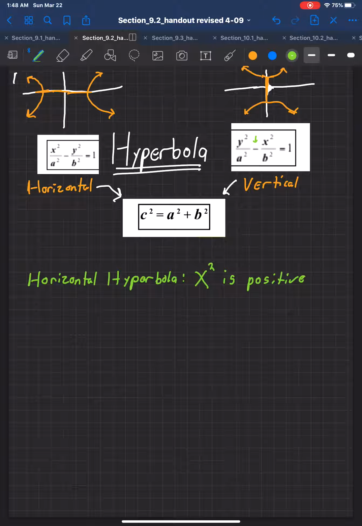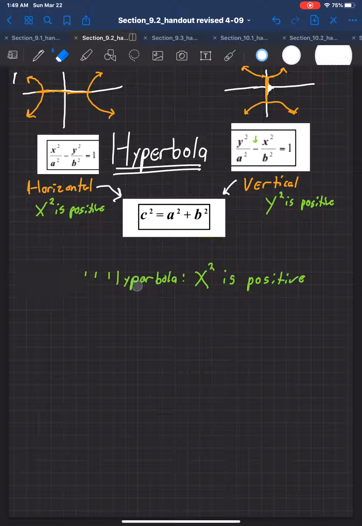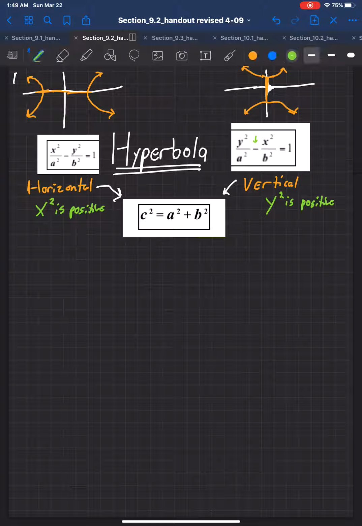So for vertical hyperbolas, I'll go ahead and write that up here. We would have for vertical, the y squared is positive. Okay. But the game is really the same. Either I give you an equation of the hyperbola and ask you to find some information about it, or I give you some points, focal points, vertices, and ask you to find the equation, right? The game is still the same.